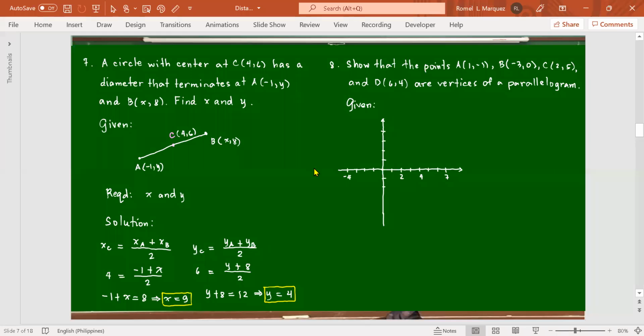If the diagonals of a quadrilateral bisect each other, then it is what? A parallelogram. If you have a quadrilateral and the diagonals bisect each other, meaning they share a common point. If the diagonals of a quadrilateral meet at a common point, then it is a parallelogram. Okay, guys? Remember that?